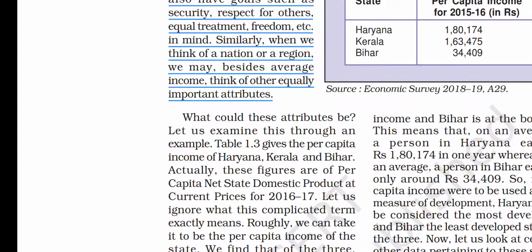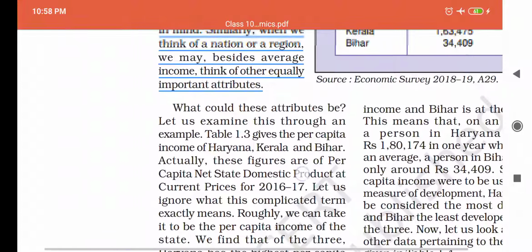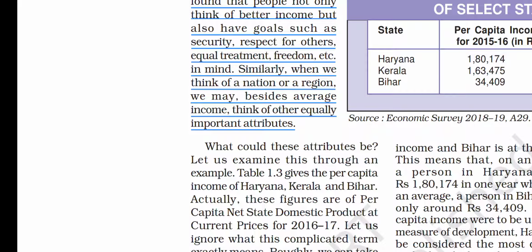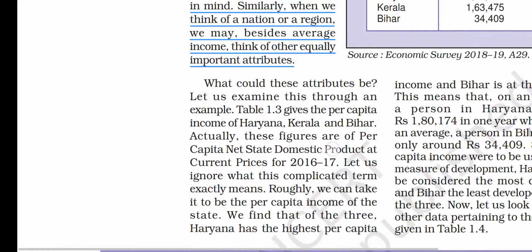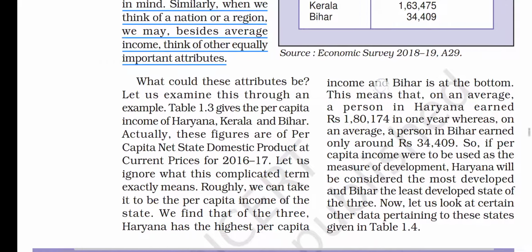Table 1.3, as you see on page number 10, you can find the income of Haryana, Kerala and Bihar. Actually these figures are per capita net state domestic product. Okay, not to get confused, let's consider it simply as the per capita income of that particular region in the year 2016-17. Roughly, we can take it to be the per capita income of the state. We find that of the 3, Haryana has the highest per capita income and Bihar is at the lowest.